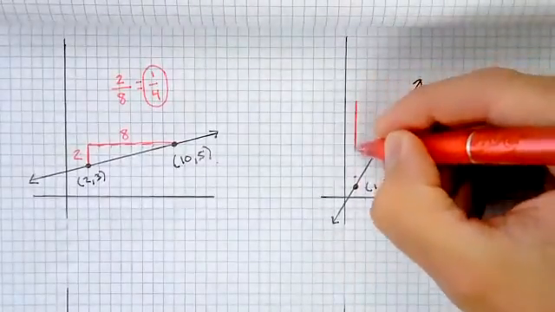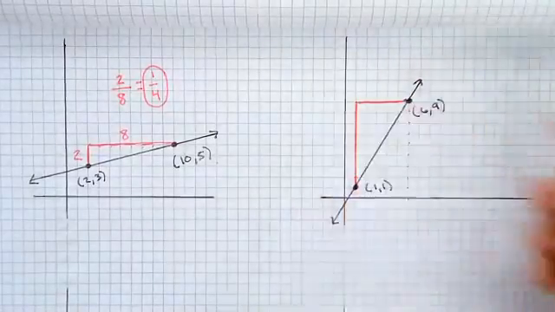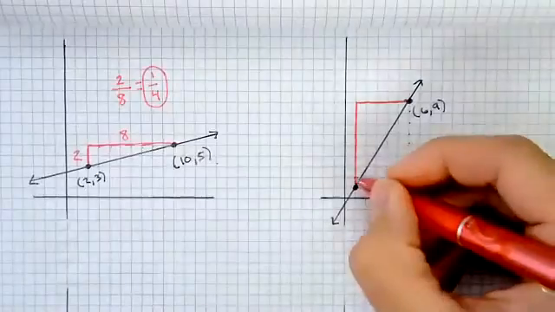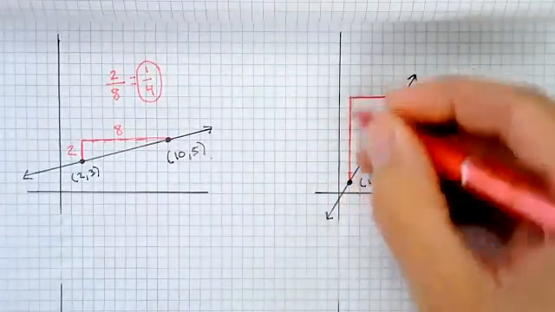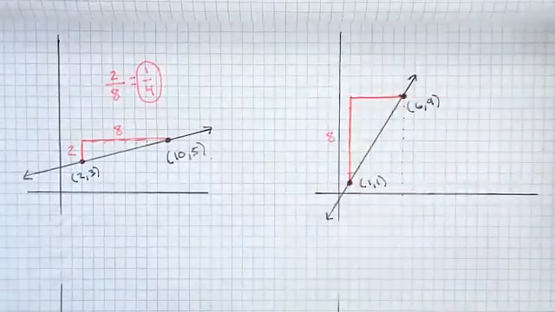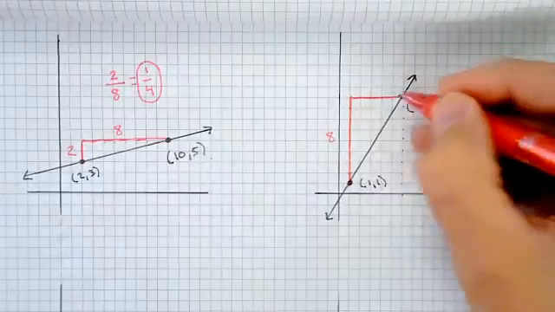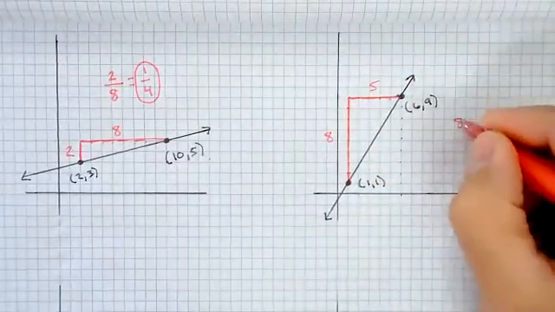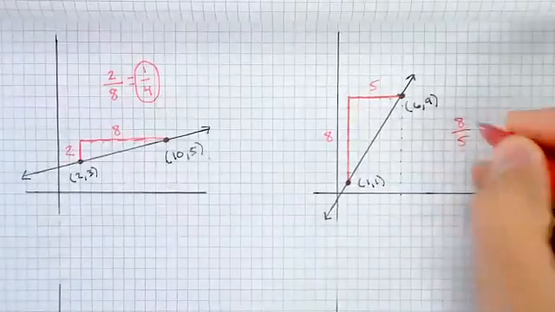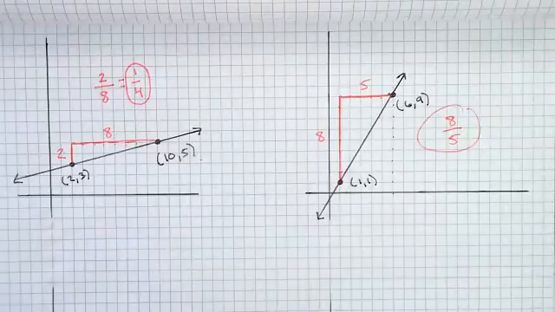Next one, make another triangle like so. Counting 1, 2, 3, 4, 5, 6, 7, 8. So my change in y values is 8. And then 1, 2, 3, 4, 5. So my change in x values is 5. So I just get a slope of 8 over 5.